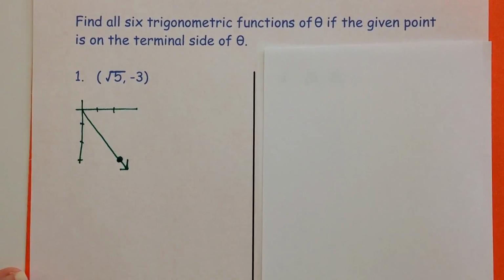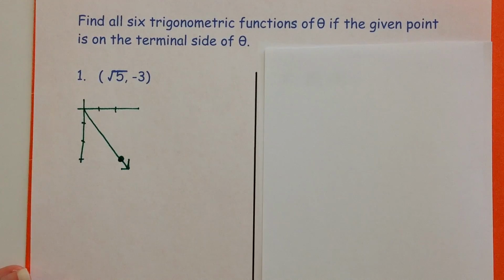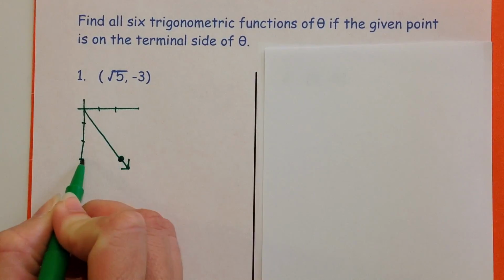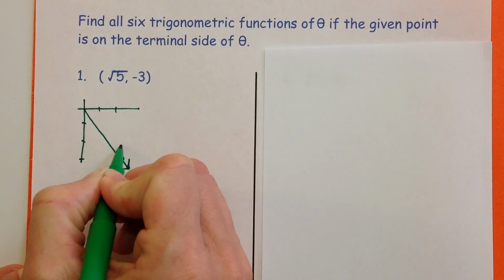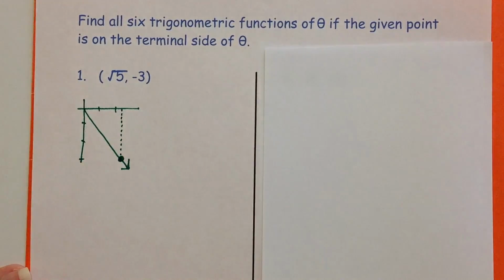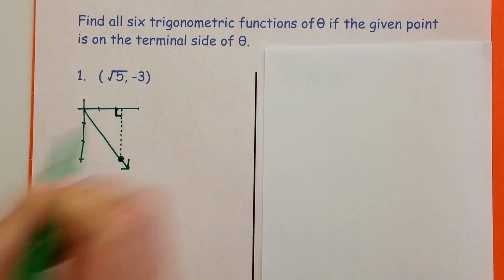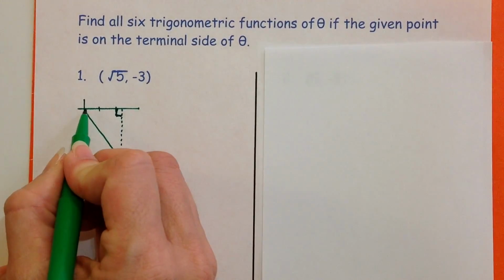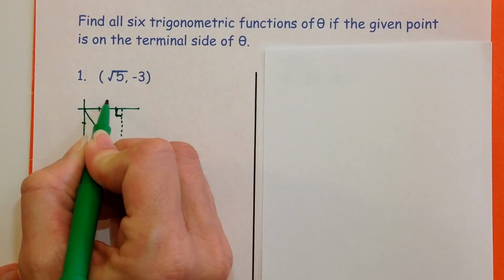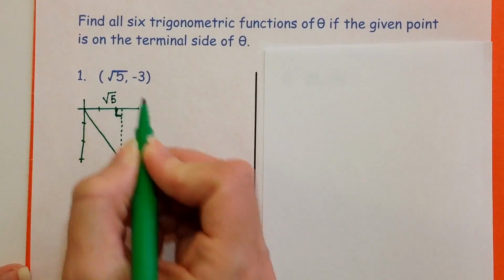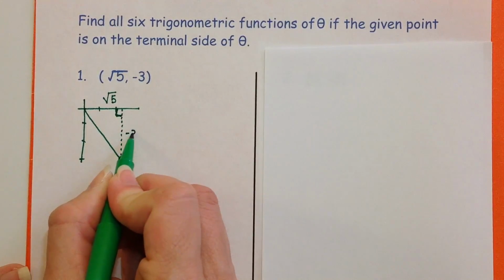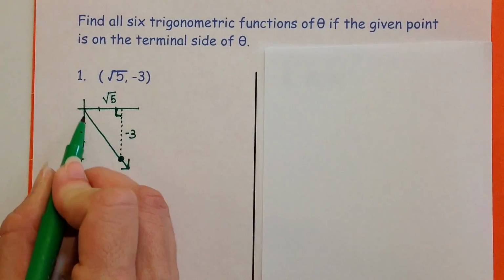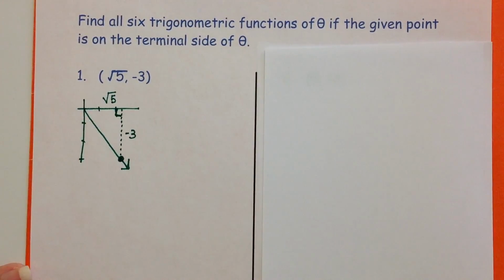Now, what you're going to want to do, though, is always draw yourself a right triangle. I know you can draw a right triangle back this way, but I just always go back to my x-axis. That's usually the best, that way you're always thinking the same way. So my right angle will be in this corner. My x value, my distance from here to here, would have to be the square root of 5. My y distance, the distance that I came down, is negative 3. And the distance from the origin to this point, remember, is r.